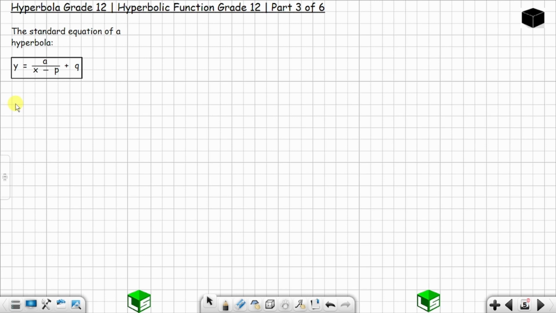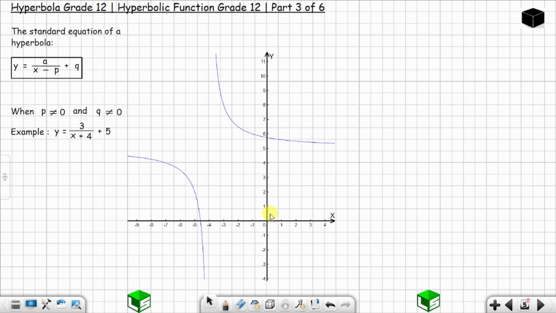Now we have a situation when P is not equal to 0 and Q is also not equal to 0. Let's see that. Example, you have y is equal to 3 over x plus 4, plus 5. You can see the value of Q is equal to 5 and the value of P is equal to 4. So P is not equal to 0 and Q is not equal to 0. If you have to draw this hyperbola, you are going to have something like this. So this is the hyperbola of y is equal to this, right?